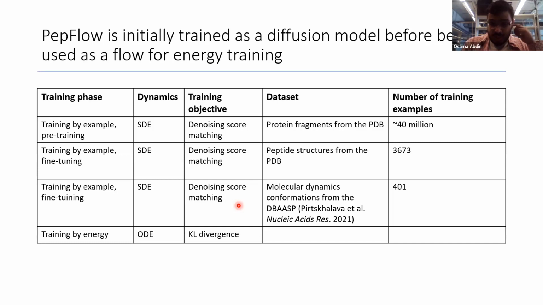In fact, PepFlow was actually trained in multiple different phases to try and rectify the scarcity of available peptide structural data. Initially, PepFlow was pre-trained on protein fragments from the Protein Data Bank, and this data set constituted roughly 40 million data points, and was subsequently fine-tuned on bona fide peptide structures. This data set was around 4,000 data points before being further fine-tuned on molecular dynamics simulations and performing training by energy.